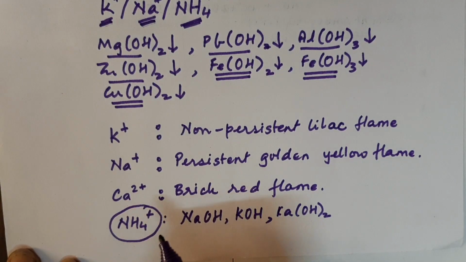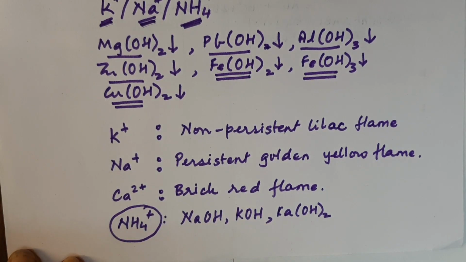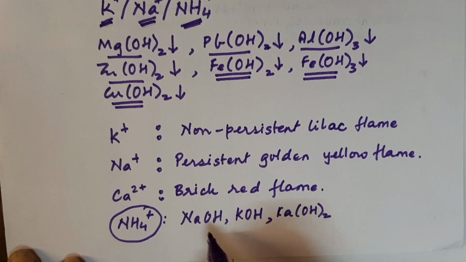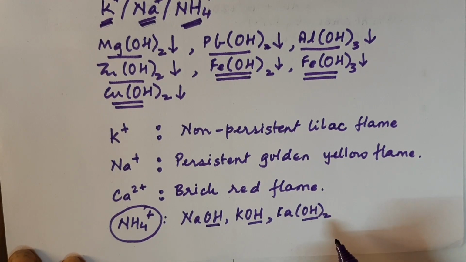On the other hand, an ammonium compound with cation NH4 will not give any precipitate because all the compounds of ammonium cation are going to be soluble. And so the ammonium radical is detected by reacting with an alkali like NaOH or KOH or Ca(OH)2, and it will liberate ammonia, and this is what I'm going to show you in my next video.